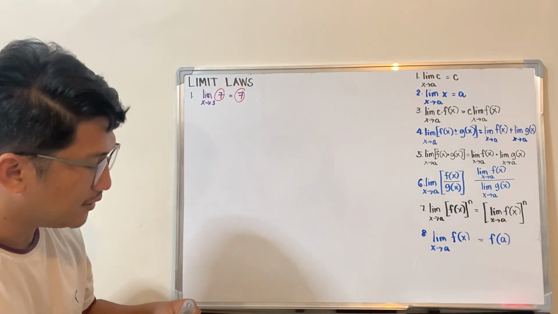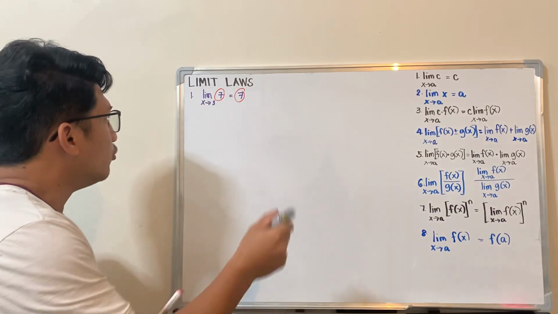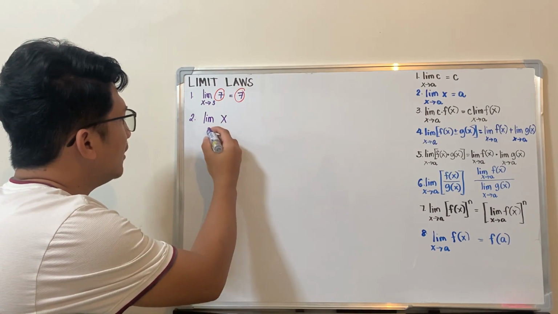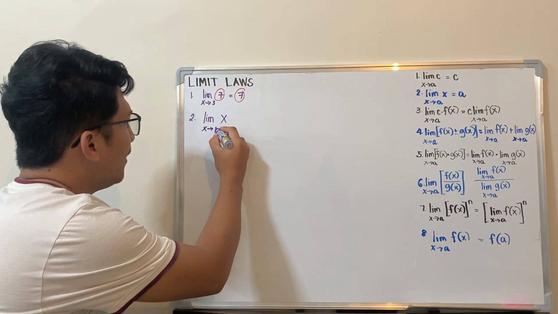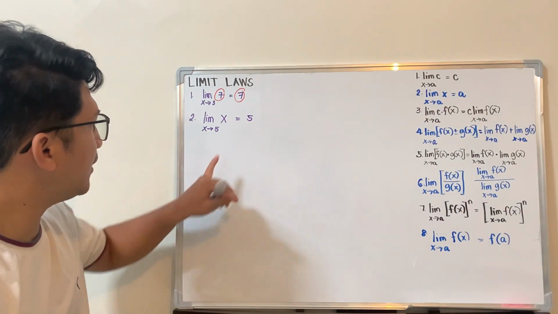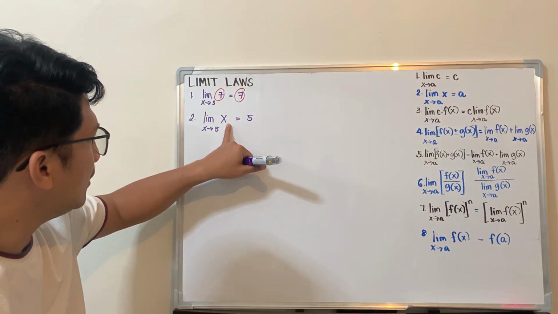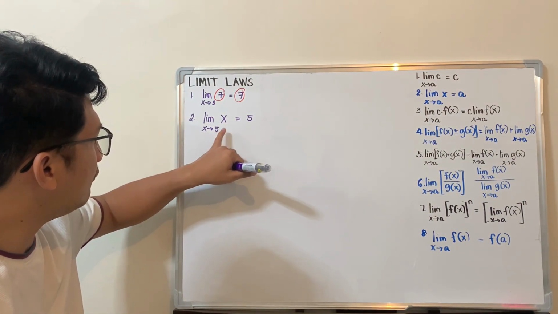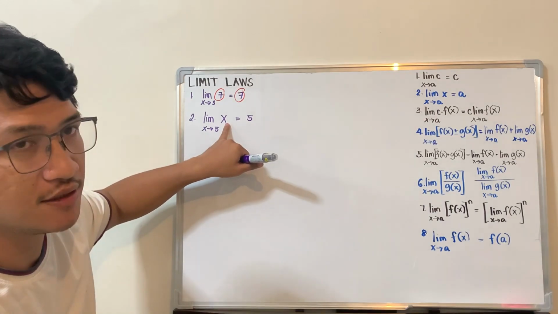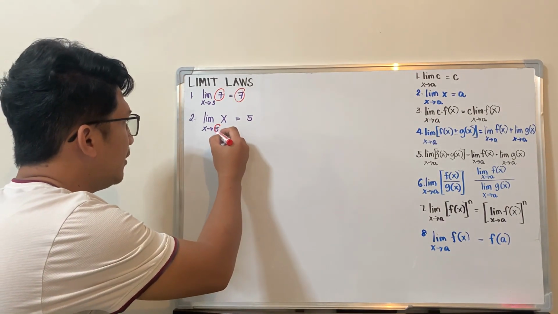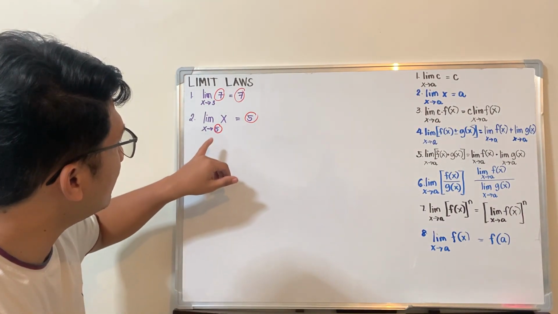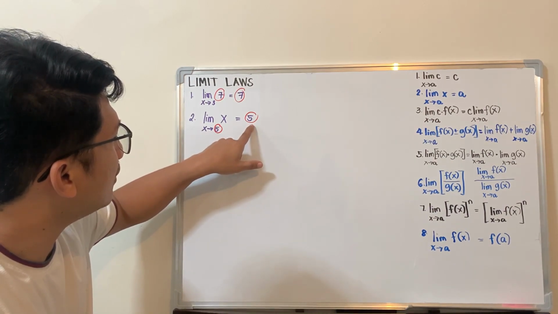Following the pattern in limit law number 1, then number 2, you have the limit of x. This is the identity. As x approaches, let's say 5, the limit is just equal to 5. So if the function is x, then whatever is the value of a will be the limit. The difference is that the constant stays constant, while this one is just the identity. Whatever is the value of a here will be the limit of the function.